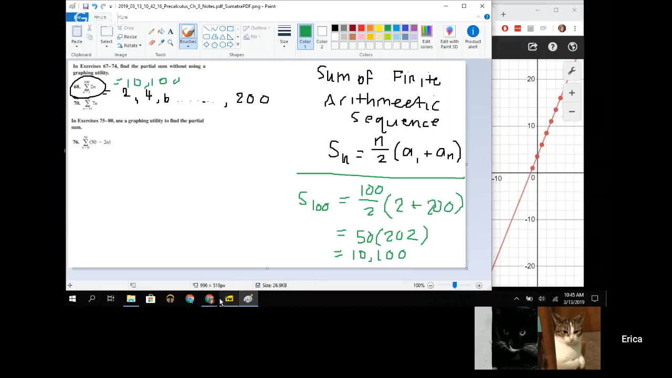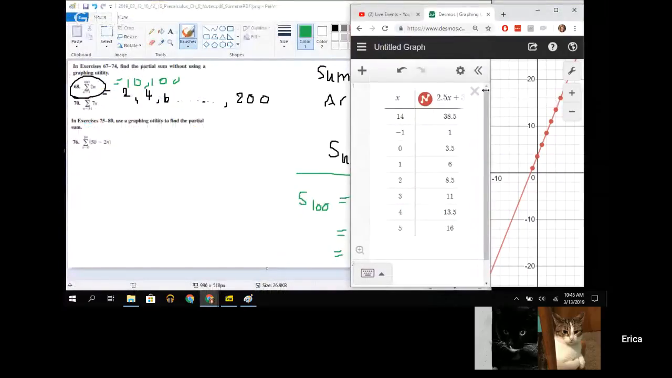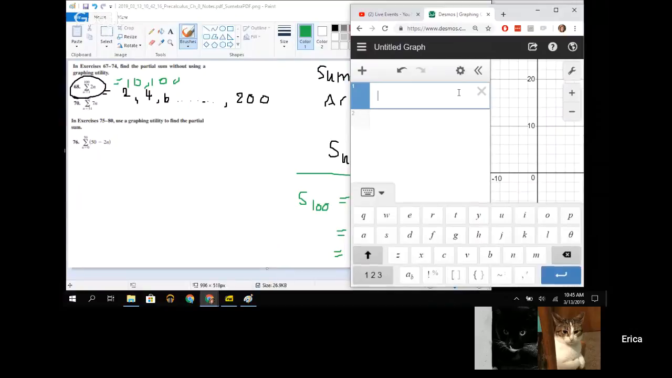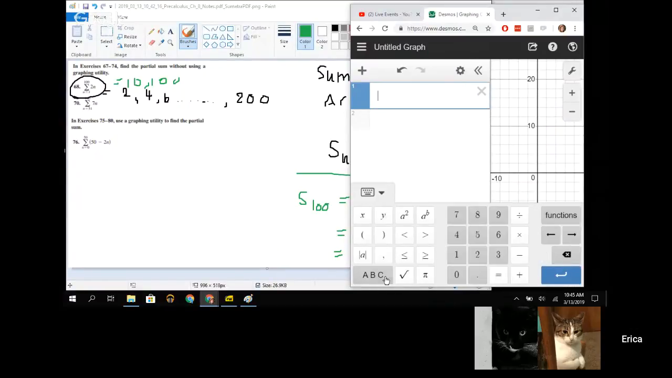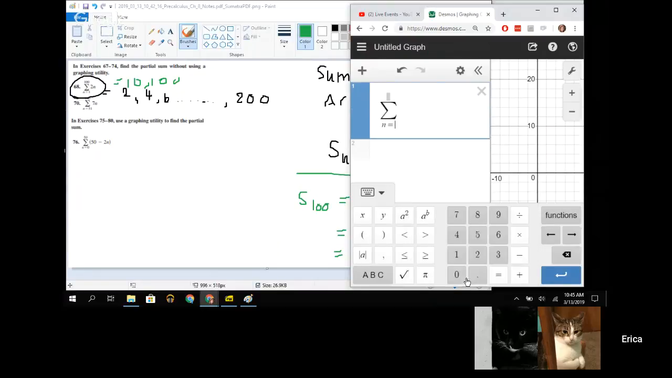So then you can use your graphing tool to find the sum. It will do that for you. Here's Desmos. And under functions, miscellaneous, we can add up from 1 to 100, 2 times n. Voila. All right. And in number 76, you get to use the graphing utility to do that.